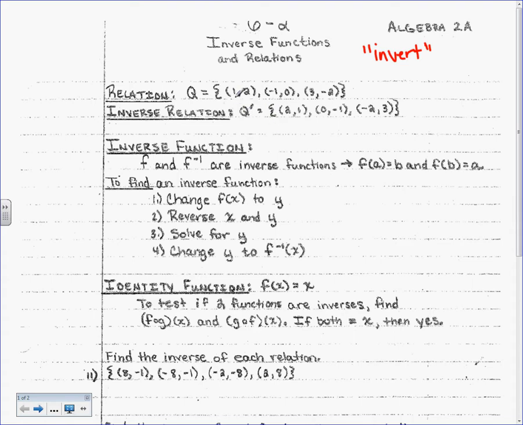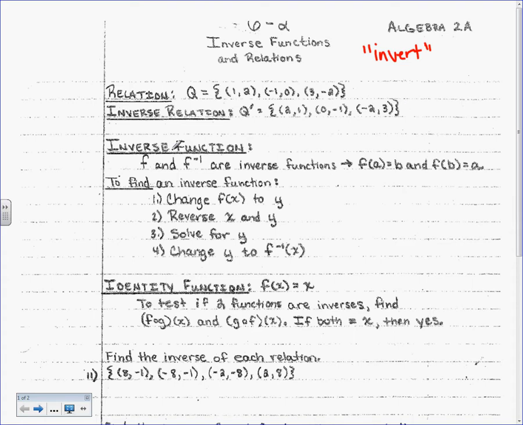So this is no longer 1, 2, it's now 2, 1. This is no longer -1, 0, it's now 0, -1. Do you see how you literally just flip them, right? So this 3, -2 becomes -2, 3. Everybody okay? Super easy? All right.